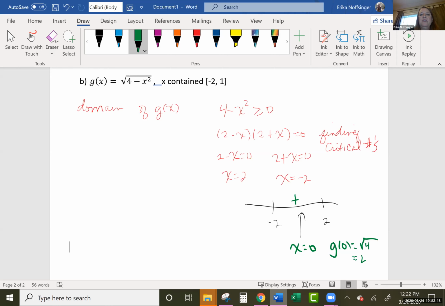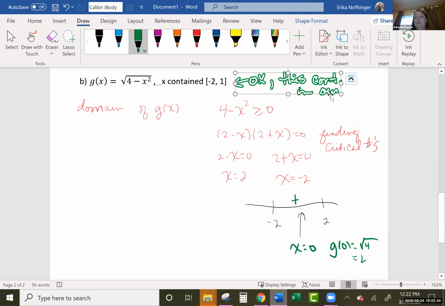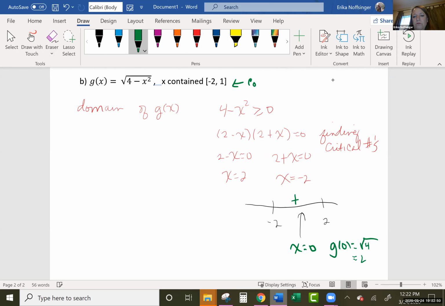Okay. So we're okay, this is continuous in our interval, which is g of x. So g of x is continuous there. Okay, so I just worked that to start our problem.